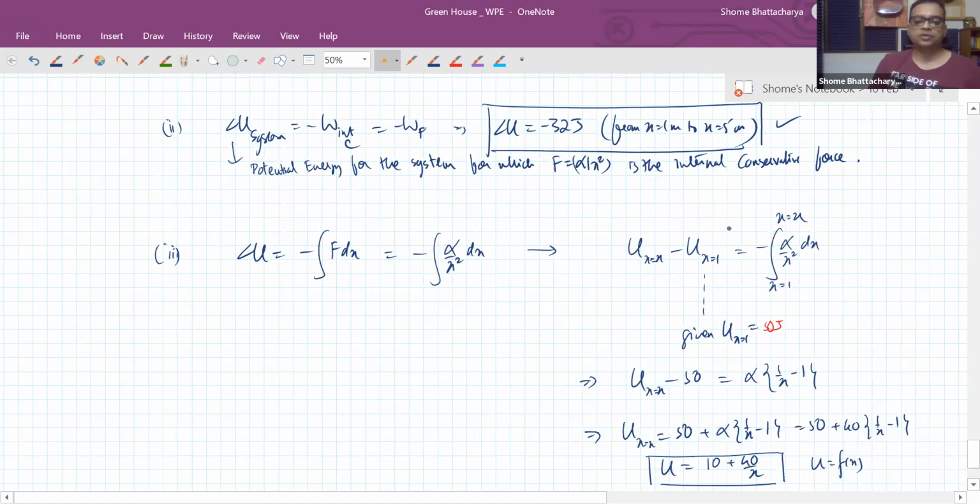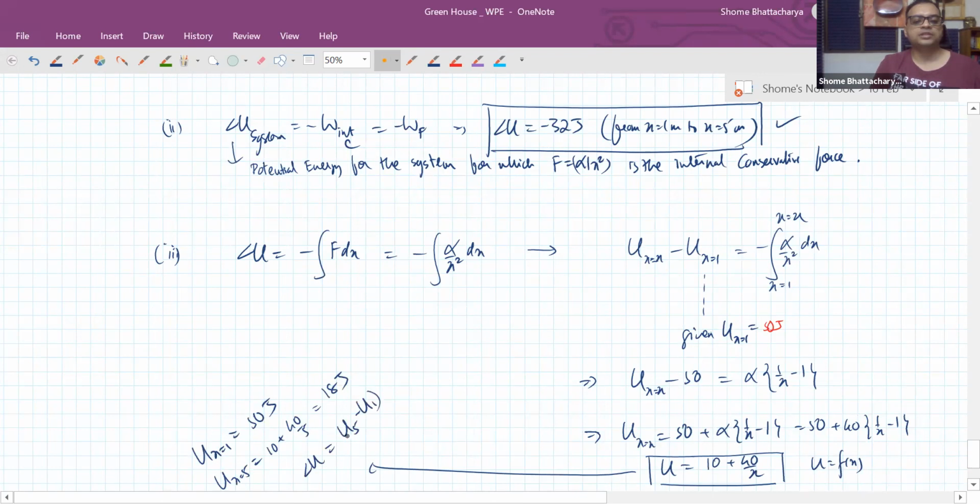So you can see at x equal to 1, the potential energy is equal to 50 joules. At x equal to 5, you can check the potential energy is 10 plus 40 by 5. So it is 18 joules. So delta U, which is the potential energy at 5 minus potential energy at 1, is 18 minus 50, or minus 32 joules. So it also agrees with the calculation we've done earlier in part 2.